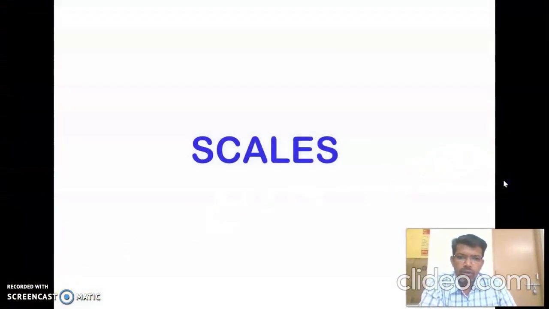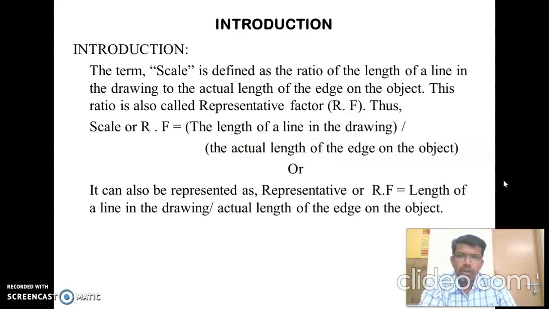So now let us see the introduction. The term scale is defined as the ratio of the length of a line in the drawing to the actual length of the edge of the object. This ratio is also called the representative factor.